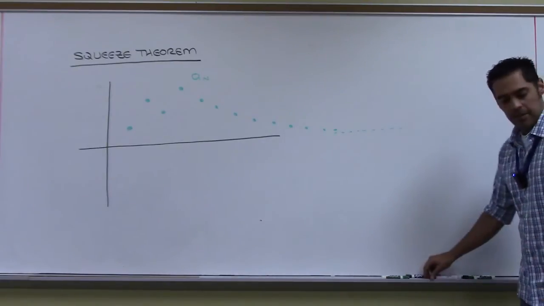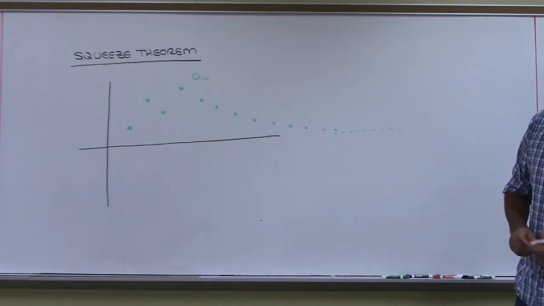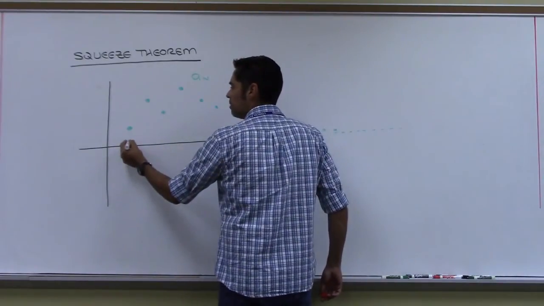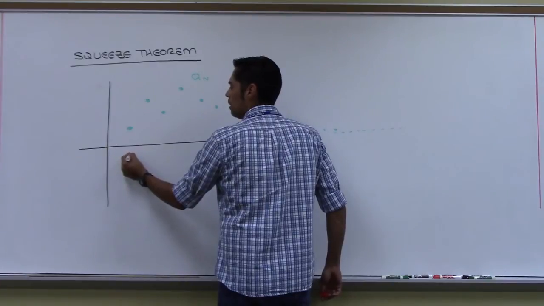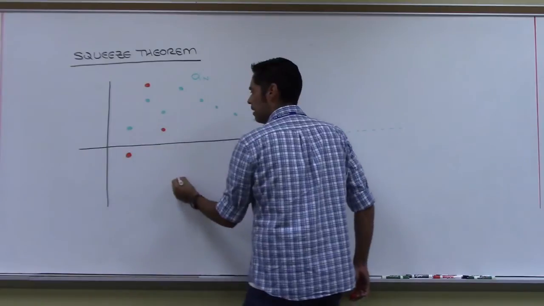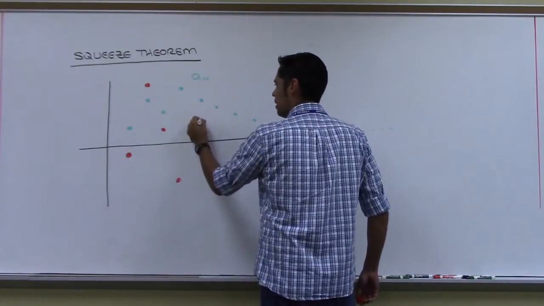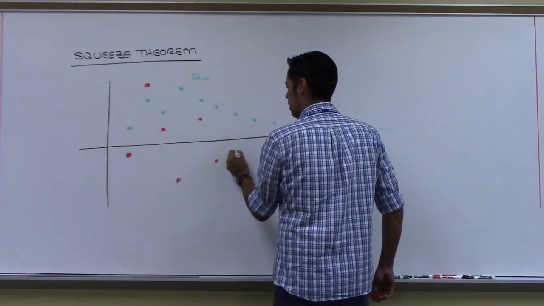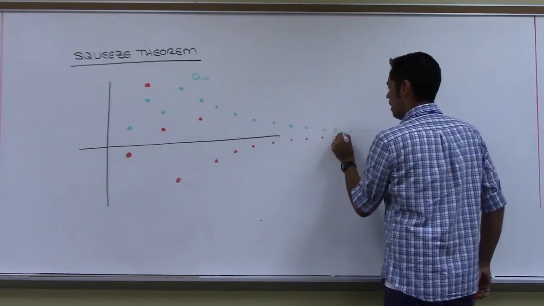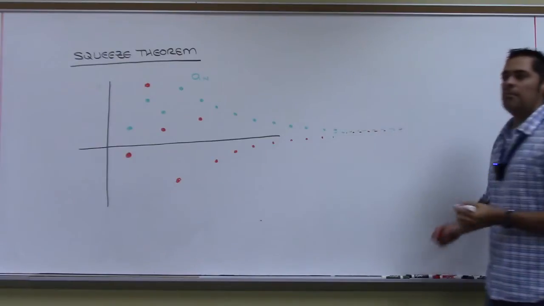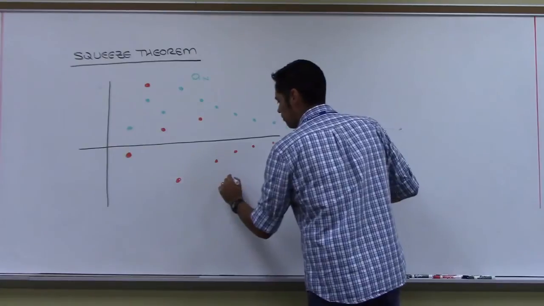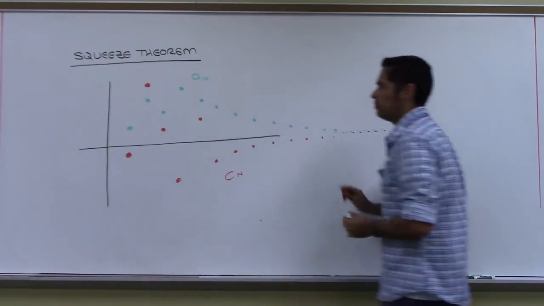Then I have another sequence, which I'll do in red. The first one is maybe here, the second one is maybe here, and then here, and then here, and then here, and it's converging to the same thing. All right? Call that C sub n.